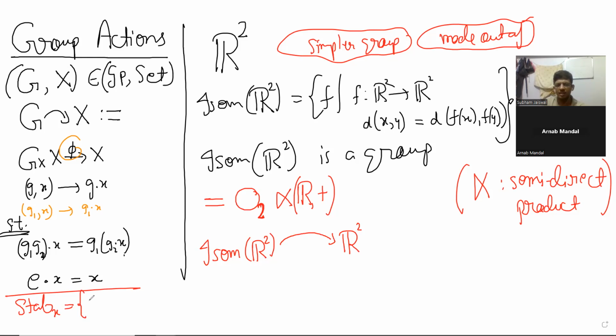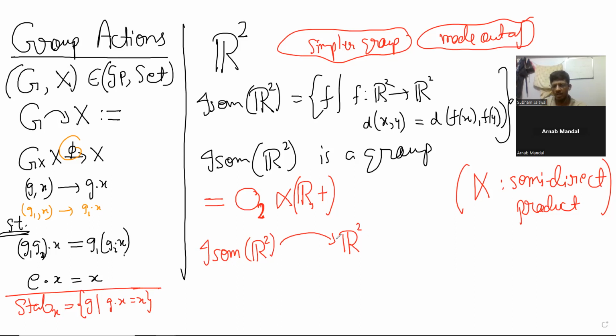It's just the elements g belonging to G that give g·x equal to x. Exactly, that stabilizes it. In this case, this is our group and this is our set. So G is acting on X, and this is the stabilizer.